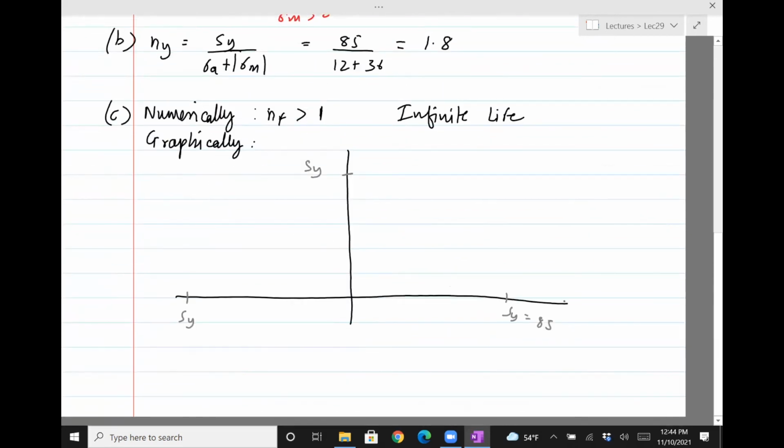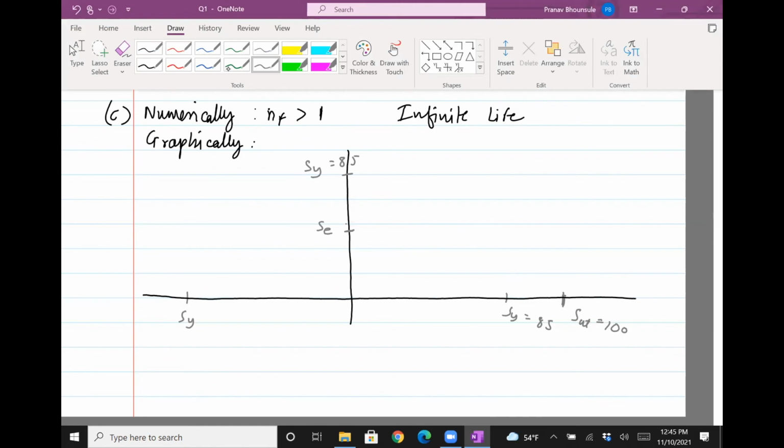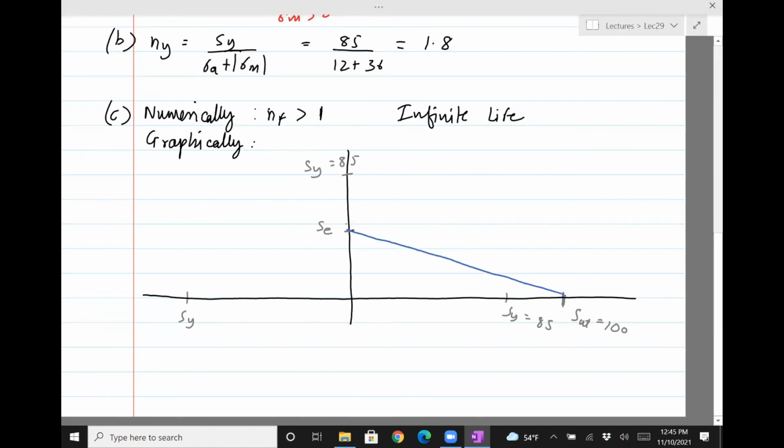So 100 will be approximately here. And then we need SE, which is 40. This is 85, so somewhere halfway here. So let's say over here. We need to join this line, let's join it with a different color, let's make it blue. And then we know that this line goes straight like this, then use maybe red. I should put the coordinates here.